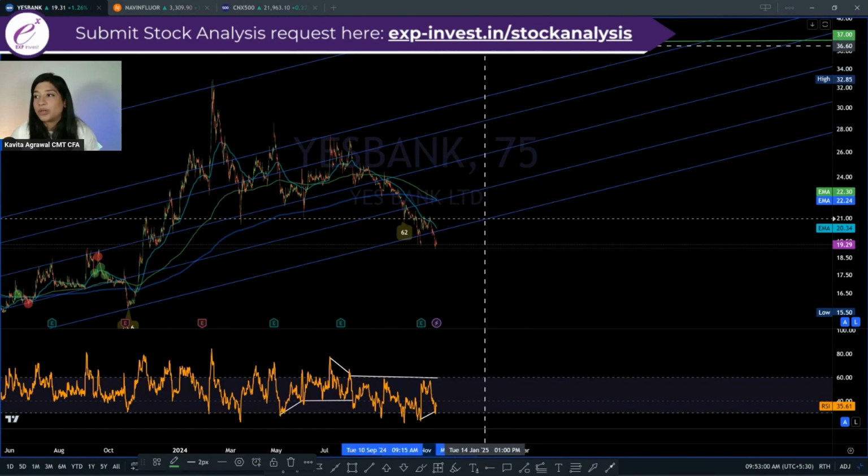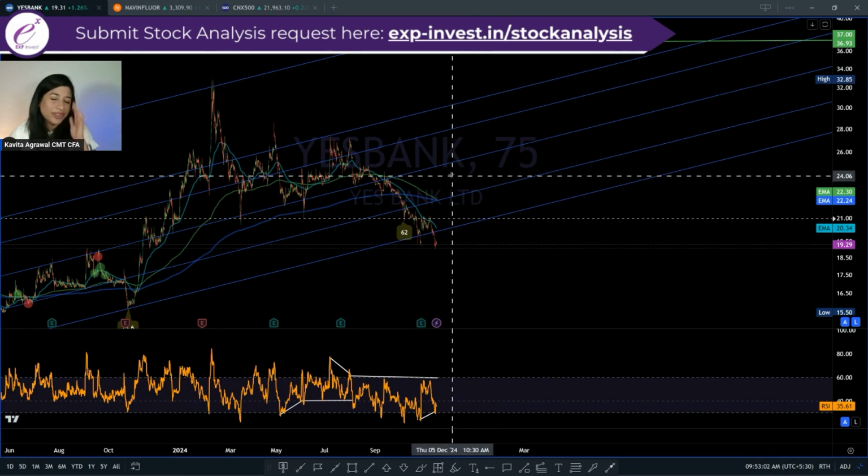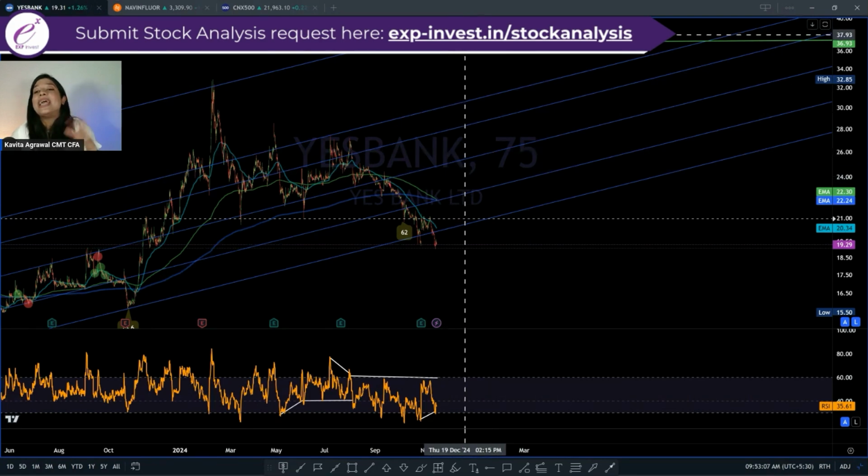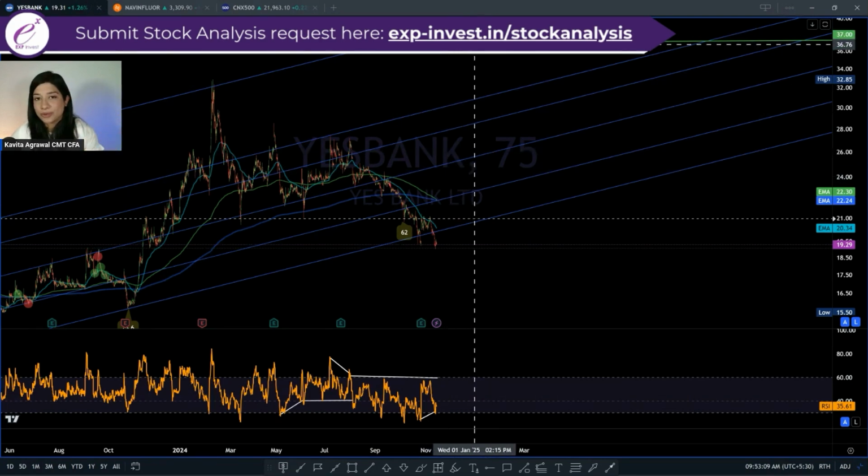And I would give you a target of around 3 to 6 months. You'd expect to hold the stock for 3 to 6 months. And I would give you a target of around 37 rupees on this.